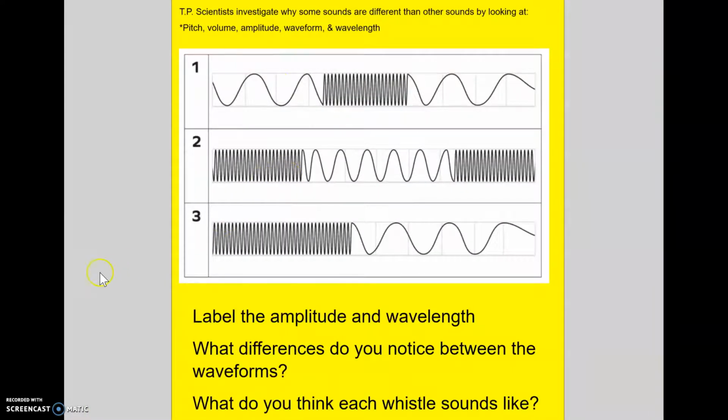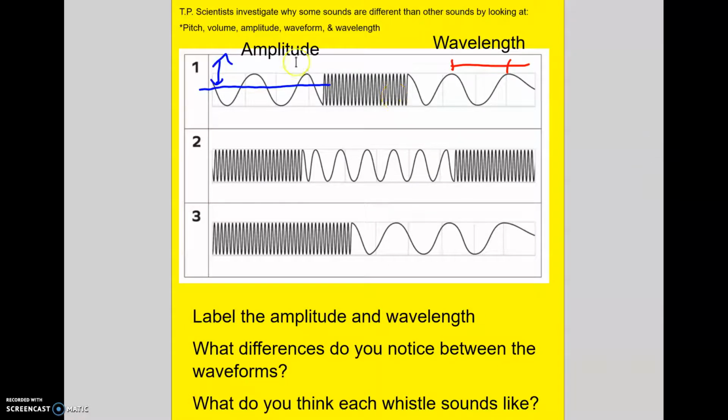All right. Now we're going to look at 3 dolphin calls: 1, 2, 3. And we're going to label the amplitude and the wavelength. I remember that the amplitude controls the volume, and the amplitude is how high the wave is. So from the very middle to the top, that is amplitude. And I know that wavelength is the distance from one peak to the next, and that controls the pitch. So this is the wavelength.